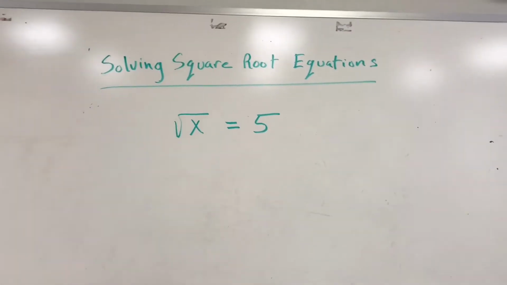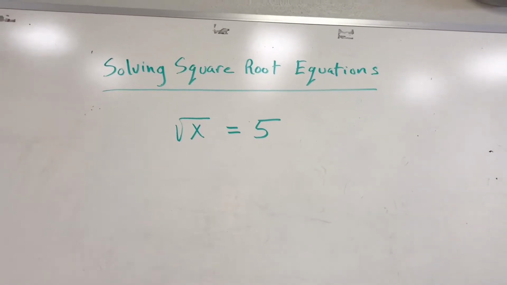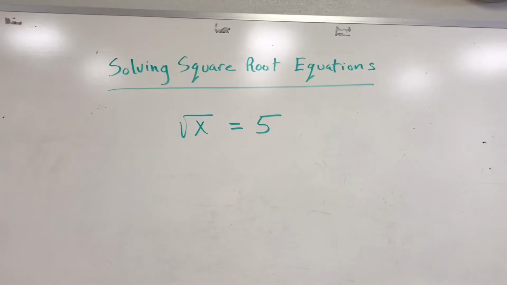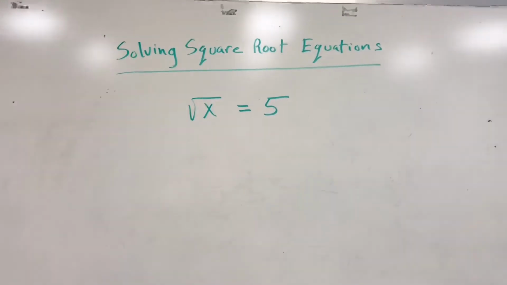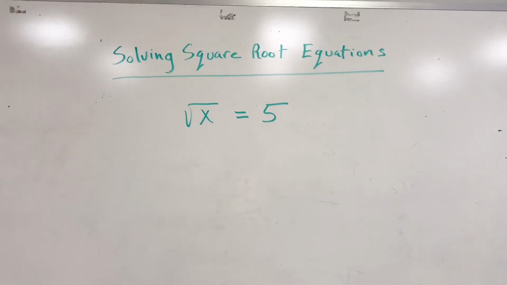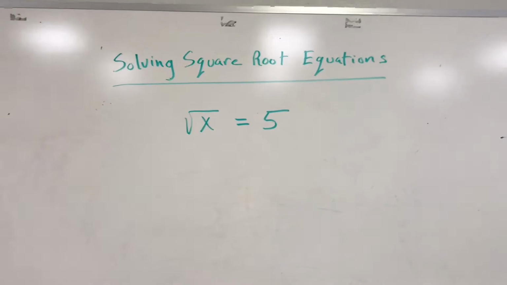Solving square root equations. In order to find the value of a variable when you are given a square root equation, you need to isolate the variable all by itself. So for this example, the square root of x equals 5. I need to get that x all by itself by removing the radical in order to figure out what x is equal to that satisfies this equation.